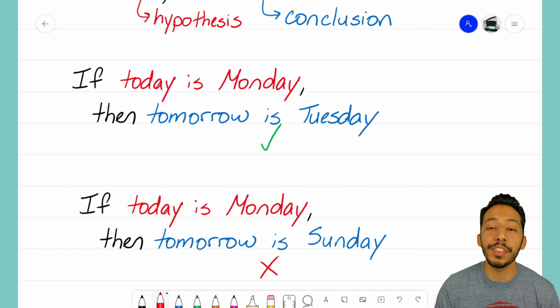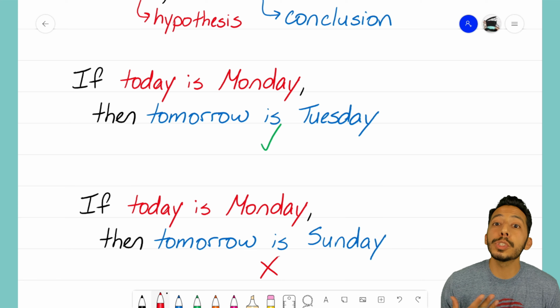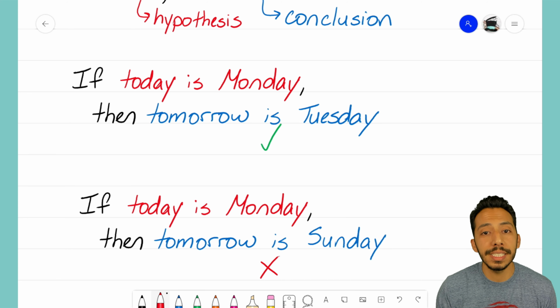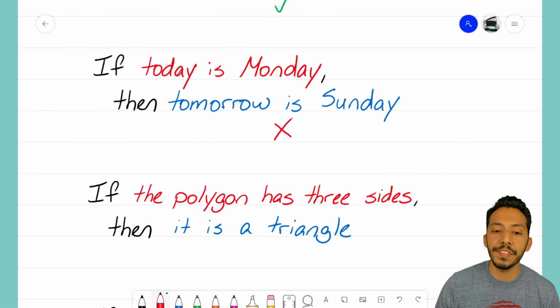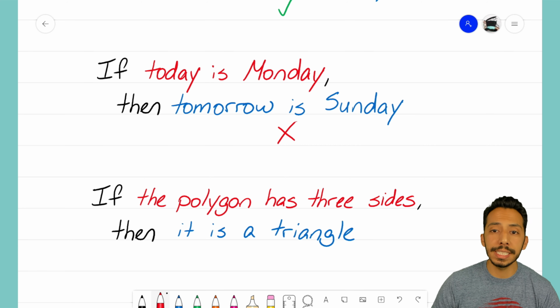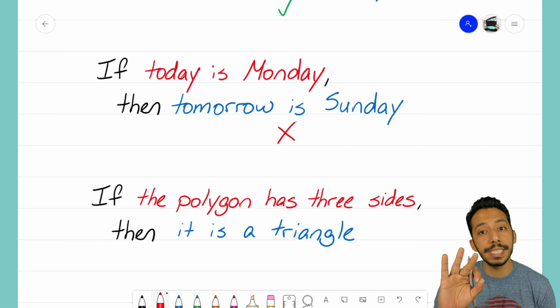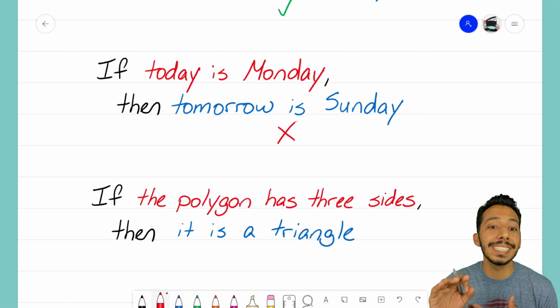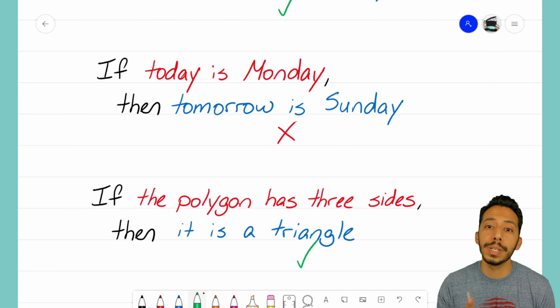So let's go ahead and look at another one. These two examples have really nothing to do with math, but now we'll jump into one where hopefully it'll make a little more sense and we can look at it with our math lens on. Here's our next if-then statement. It says, if the polygon has 3 sides, then it is a triangle. Our hypothesis is that you have a polygon that has 3 sides. The conclusion says, then it is a triangle. That right there is a true statement.